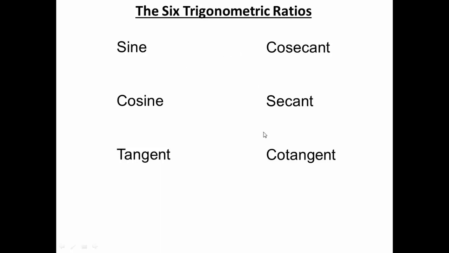Cosecant, secant, and cotangent are typically saved for later courses. We don't typically go over these in a geometry course. We just stick with the main 3. Cosecant, secant, and cotangent, though, are just as easy. They're basically the original 3 flipped upside down.